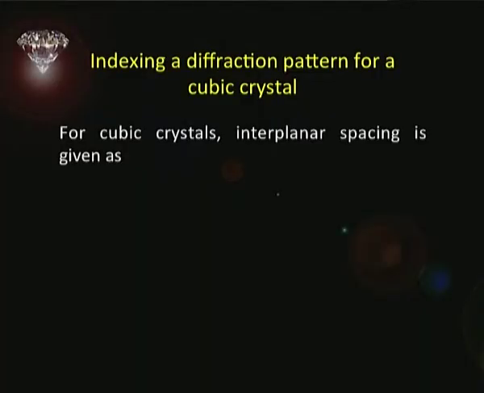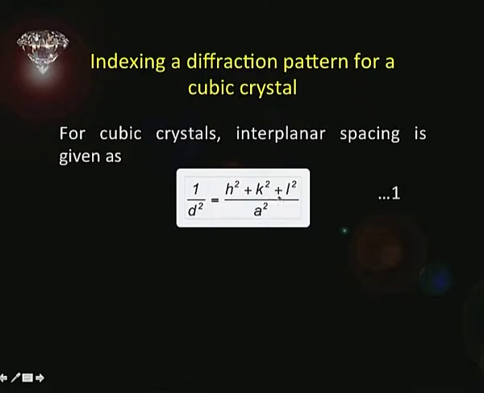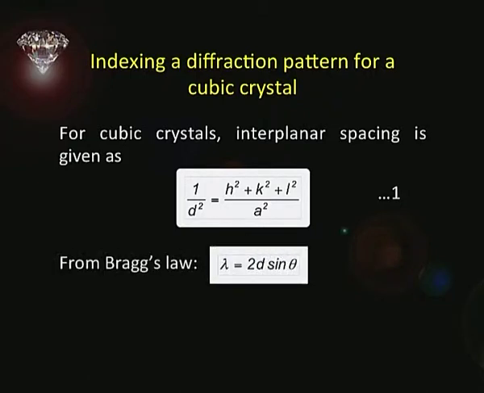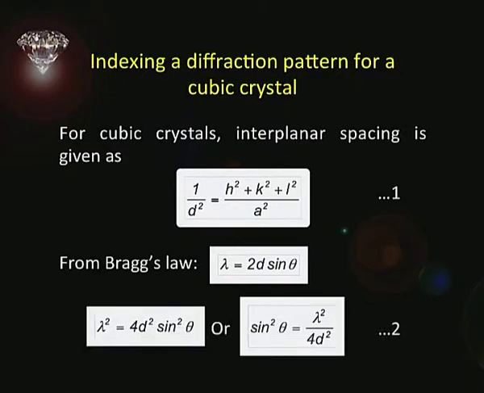We know that for a cubic crystal the interplanar spacing, or d_hkl, is related to the indexing parameters, the Miller indices, as follows: 1 by d square is equal to h square plus k square plus l square by a square, where a happens to be the cell dimension and h, k, l are the indices of the planes in question. Now, if I rearrange and correlate with Bragg's law, we know for first order diffraction lambda is equal to 2 d sin theta, where d is nothing but my d_hkl. Squaring this gives lambda square equal to 4 d square sin square theta, or I can rearrange that and get sin square theta equal to lambda square by 4 d square.